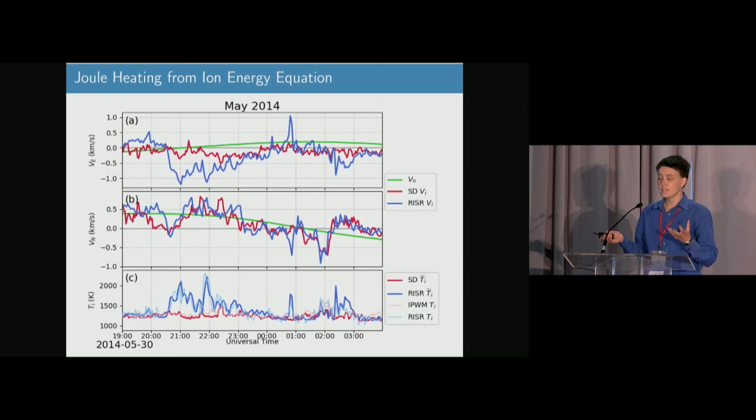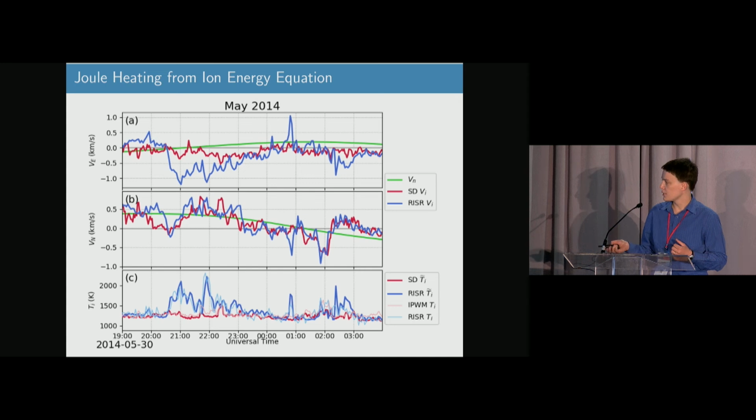And then this is the result of that. In these top two panels of velocity, red is SuperDARN, blue is RISR. And you can see for the V north component, they agree fairly well. For the V east component, there is a substantial flow seen in the RISR data that's not being captured by the convection maps.